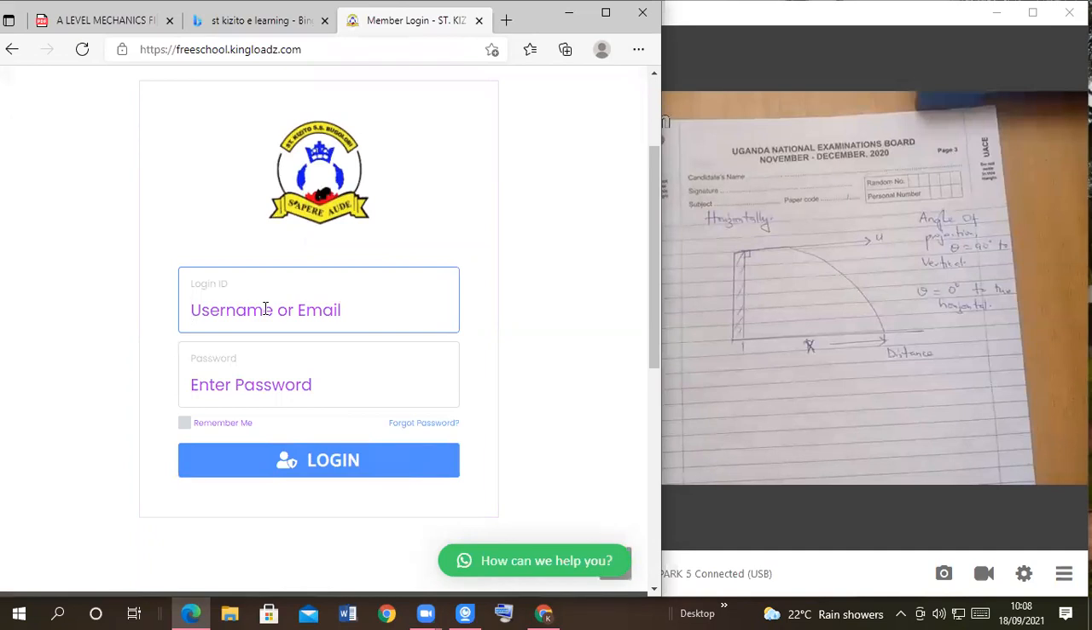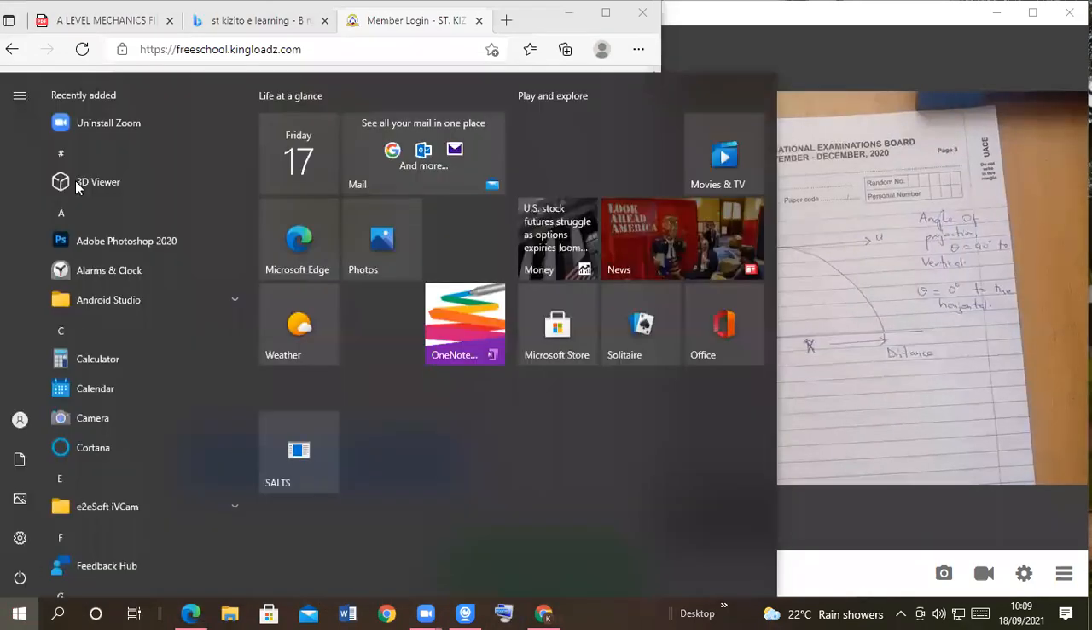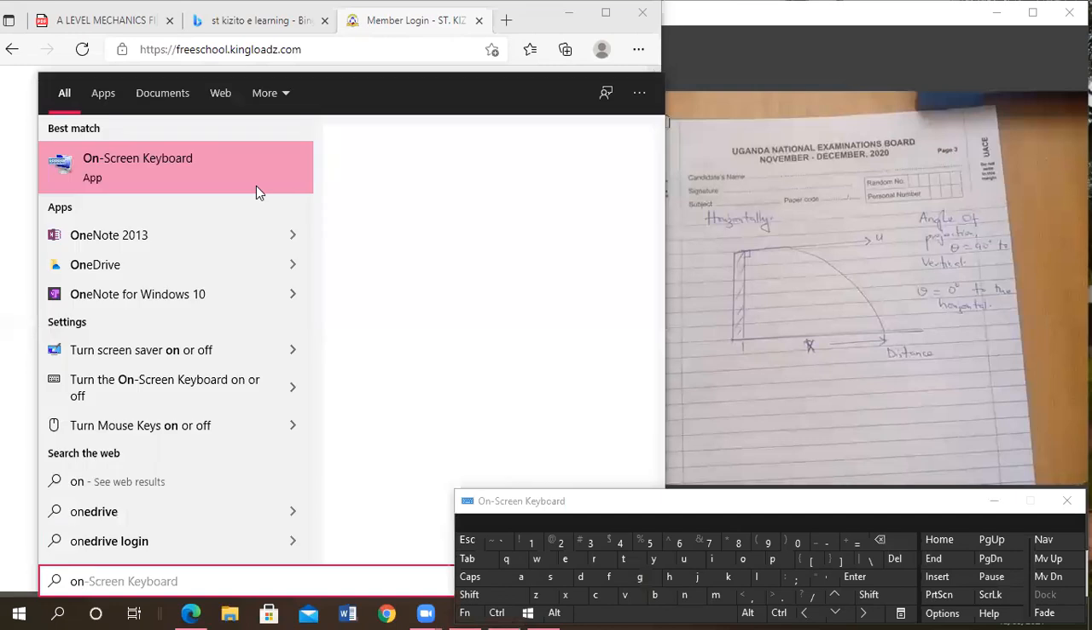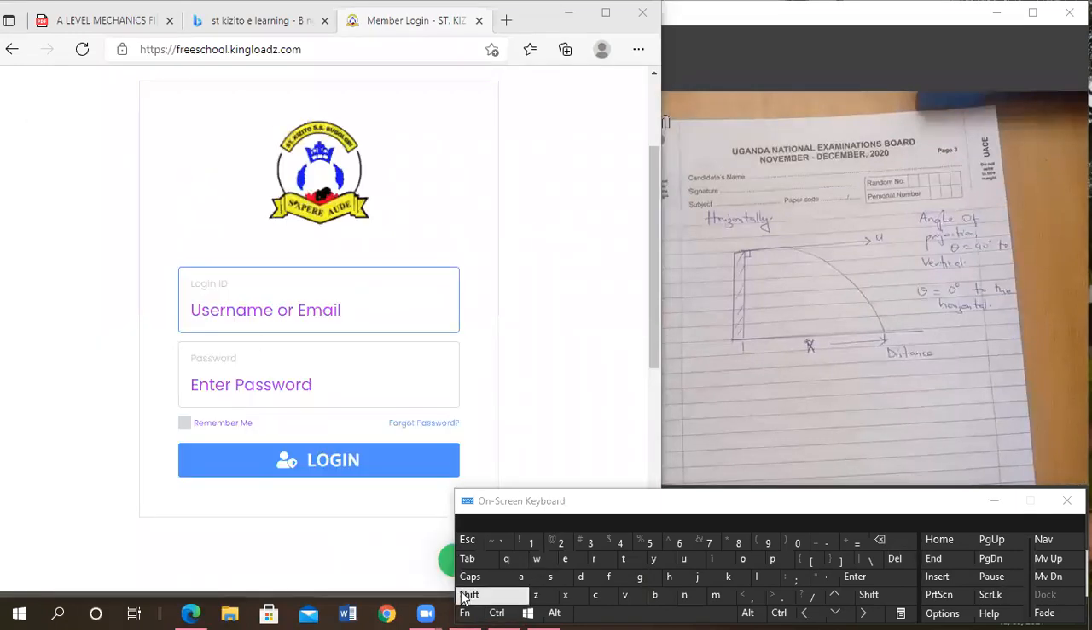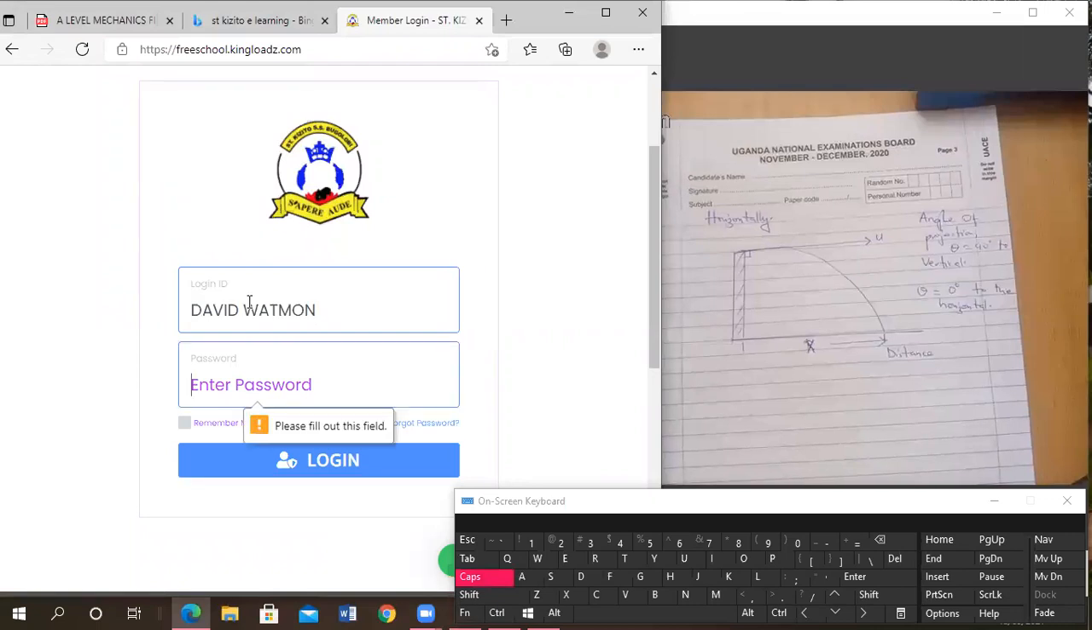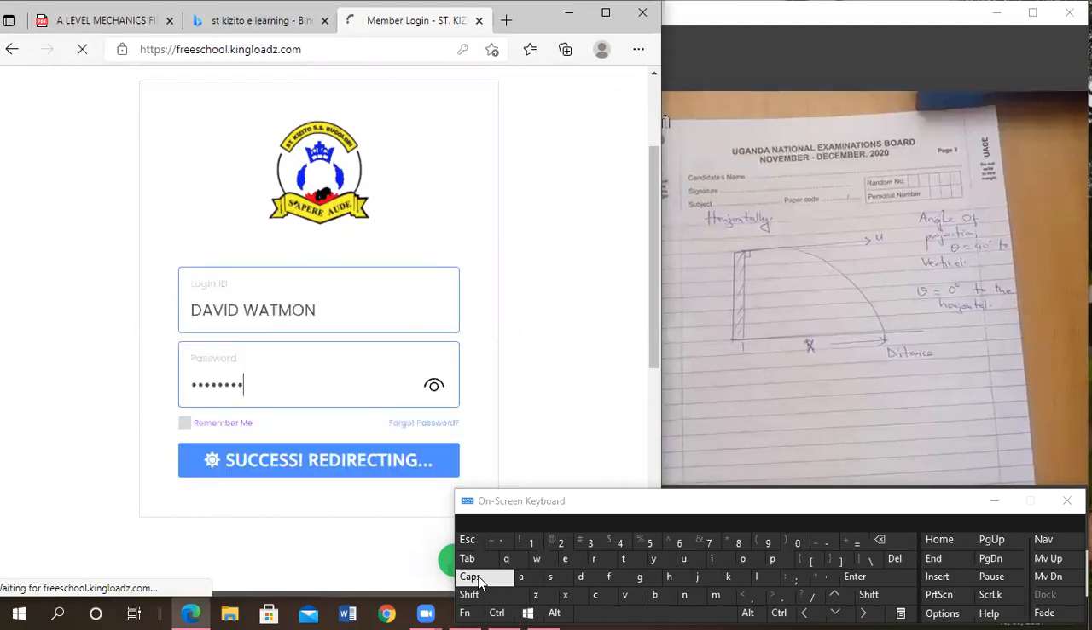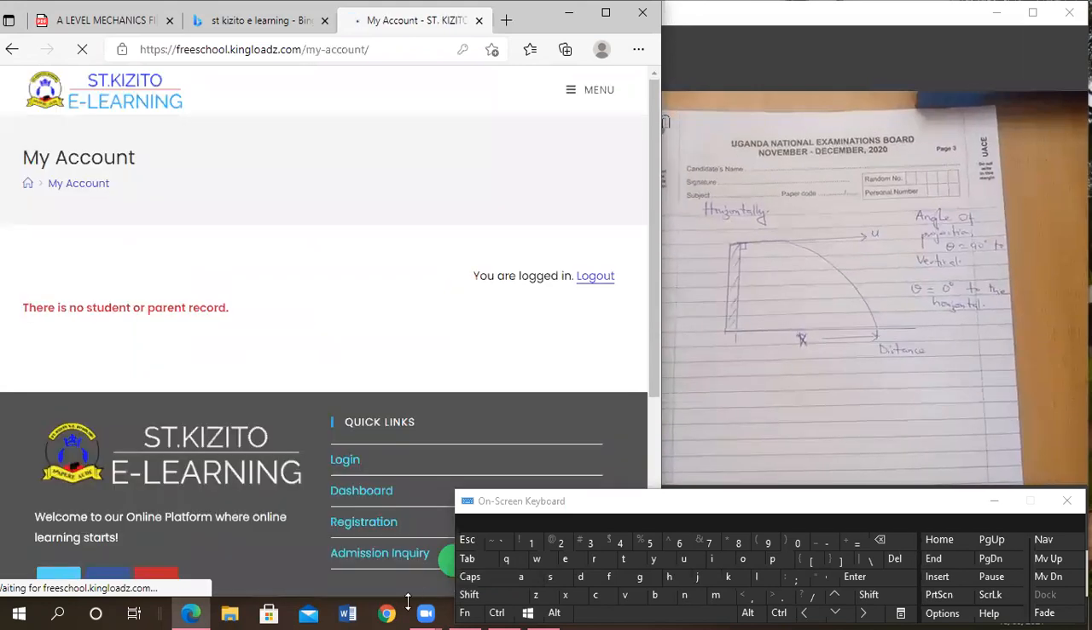For me, I will put mine. Please don't copy my details. The password. Have you seen that? Yes. Now I'm logging in. Let it load.